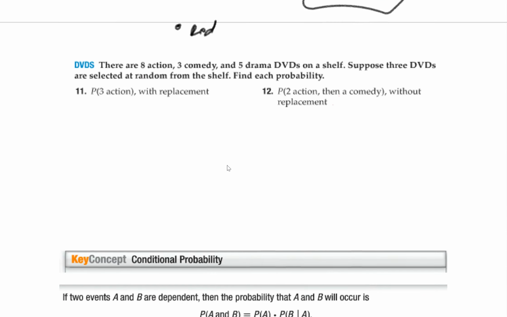So let's look at this. There are 8 action, 3 comedies, and 5 drama DVDs. So total, we have, let's see, 8 plus 8, 16 DVDs.